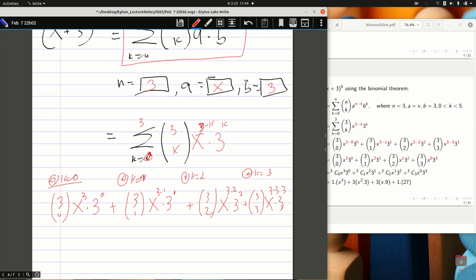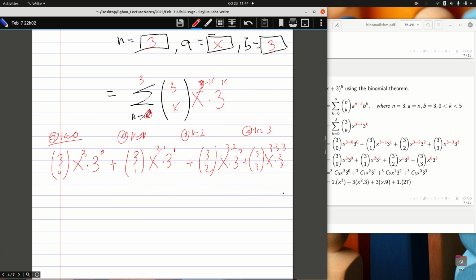If I want to simplify further, I have 3C0 x to the power 3, 3 to the power 0. I have 3C1 x to the power 2, 3 to the power 1. And I have 3C2 x to the power 1, 3 to the power 2. 3C3 x to the power 0, 3 to the power 3. We want to verify the properties here.